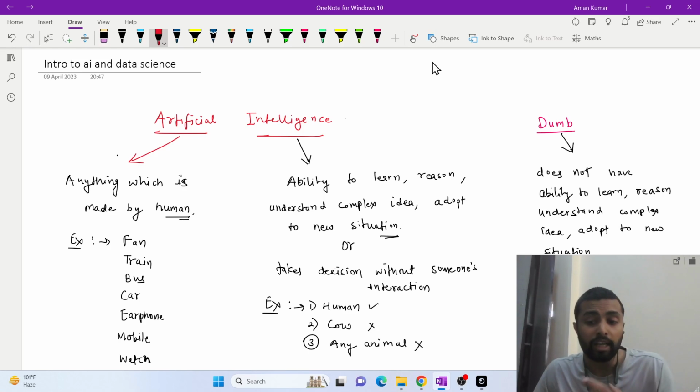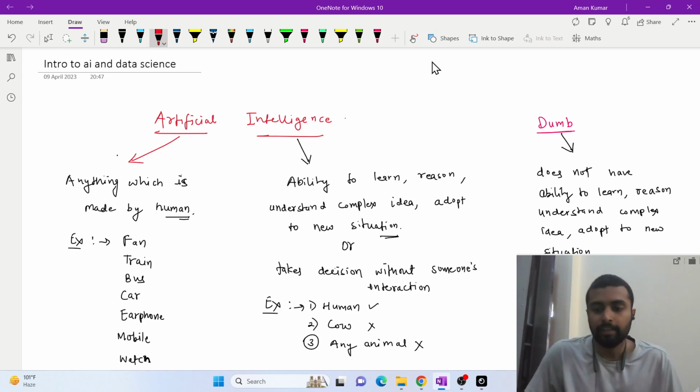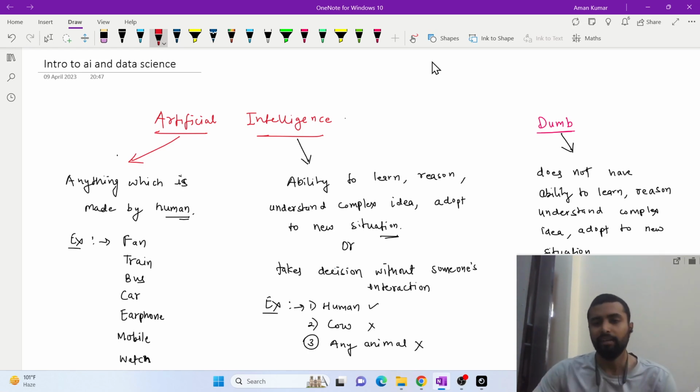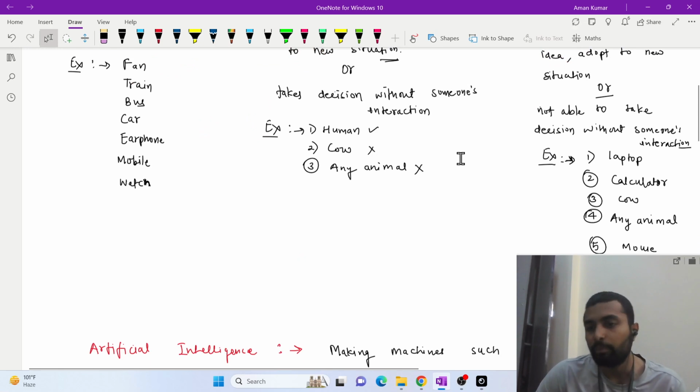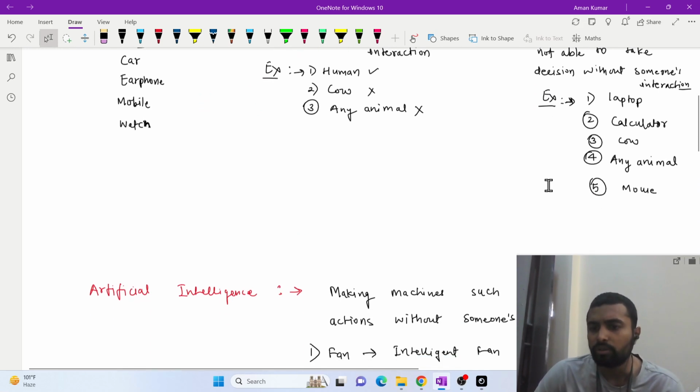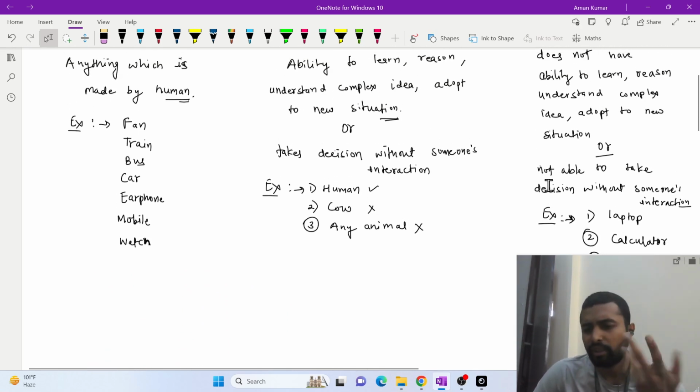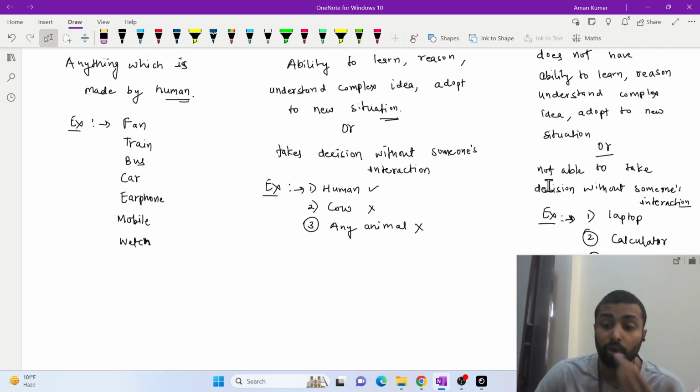And whoever has the ability to learn things and solve problems, we can say that he is an intelligent guy. So this is how we define intelligent and dumb, right? I hope it is clear to you so far. An example of a dumb guy would be a laptop, or any animal, cow, mouse. There are a number of things you can take as an example. I hope you can even come up with your own examples as well, right?